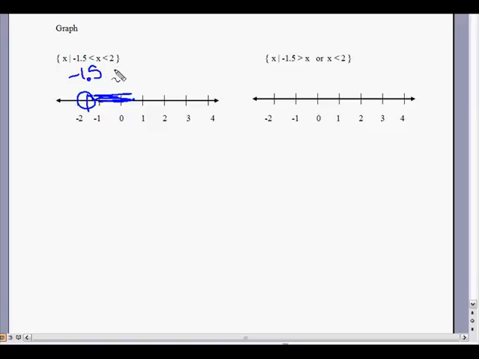We also want to stop at the number 2. That has an open circle as well because the inequality doesn't have a line under it. So we'll only shade between positive 2 and negative 1.5.